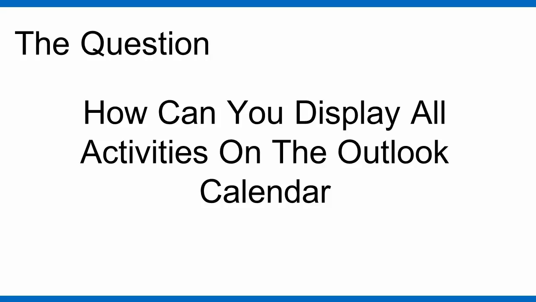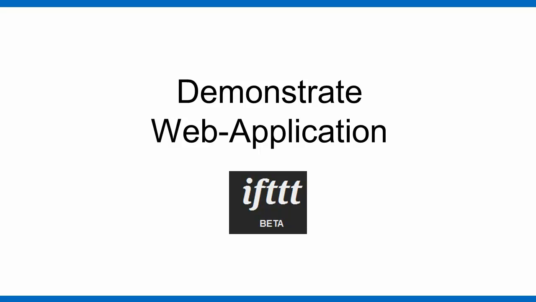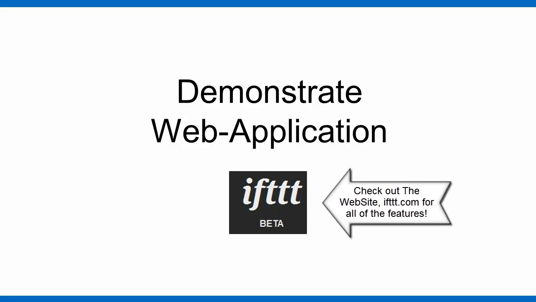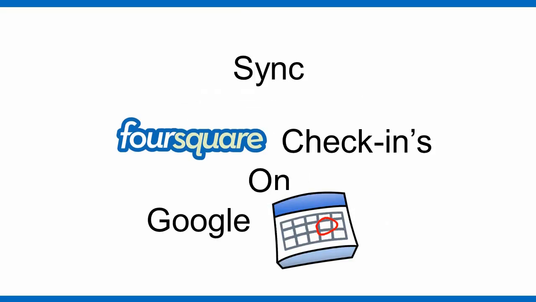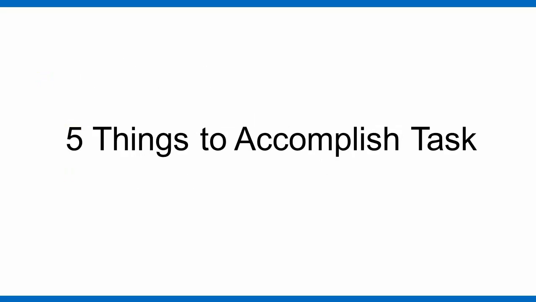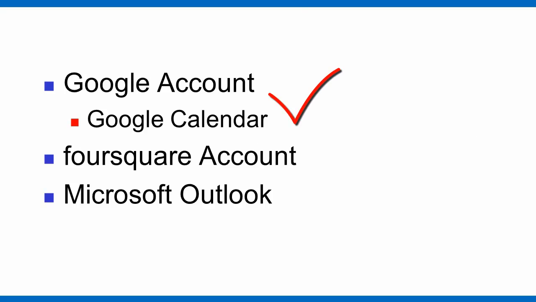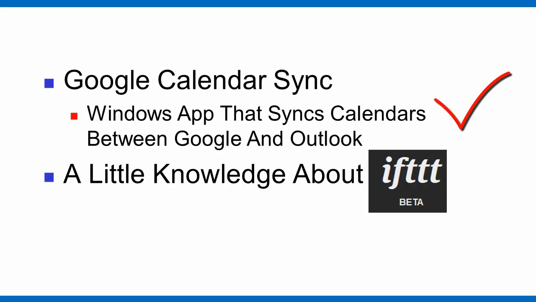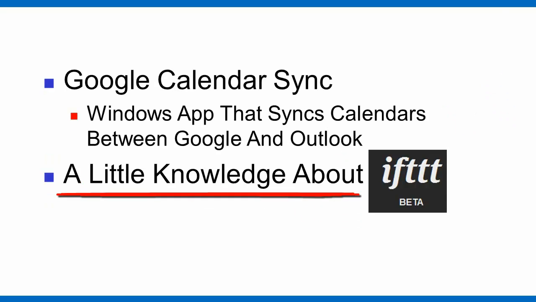In order to set this automatic task up, I am going to use an application called IFTTT. Do not worry if you have not encountered this application, as I will walk you through the steps required to create the task that will allow you to sync your Foursquare check-ins with Google Calendar, to archive where you have been and what you have done. So to accomplish this task, you will need 5 things: a Google account where you can access your Google Calendar, a Foursquare account, Microsoft Outlook, Google Calendar Sync, and a little knowledge about IFTTT.